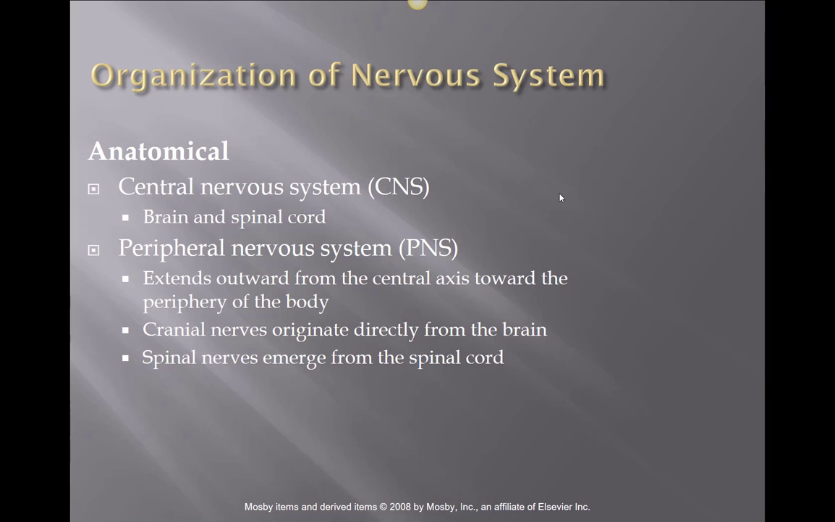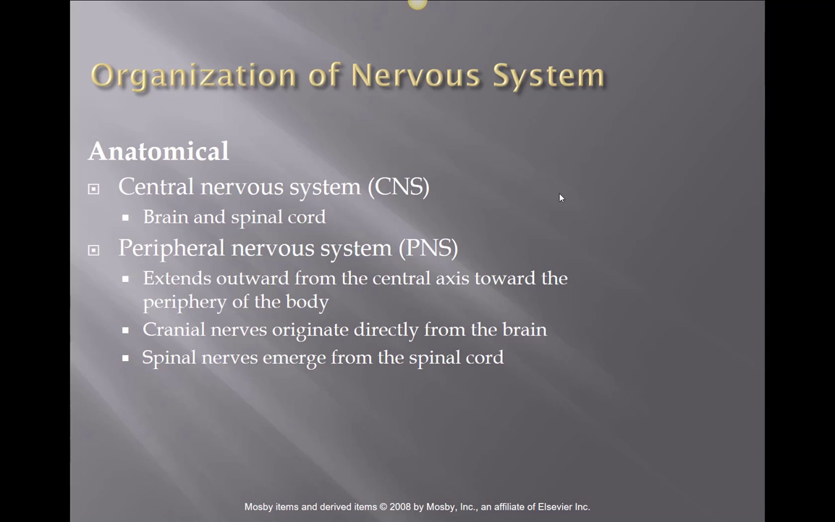We also have spinal nerves, and these are nerves that actually originate from the spinal cord and go out into the peripheral part of the body. Once again, they're not part of the central nervous system. They're part of the peripheral nervous system. We call them spinal nerves because they arise from the spinal cord, but they go out into the peripheral part of the body.